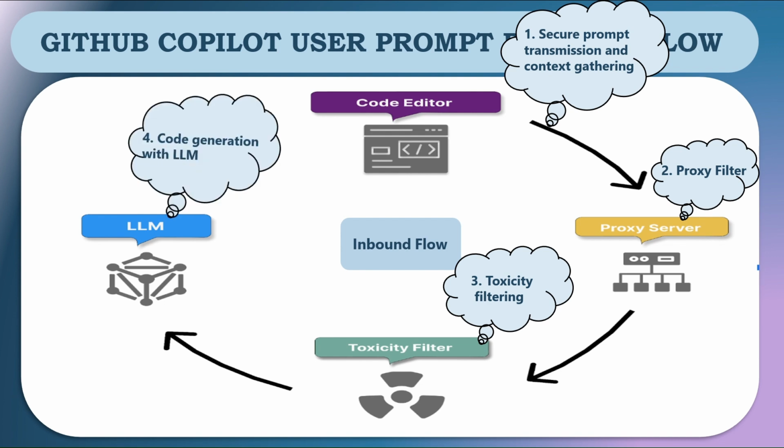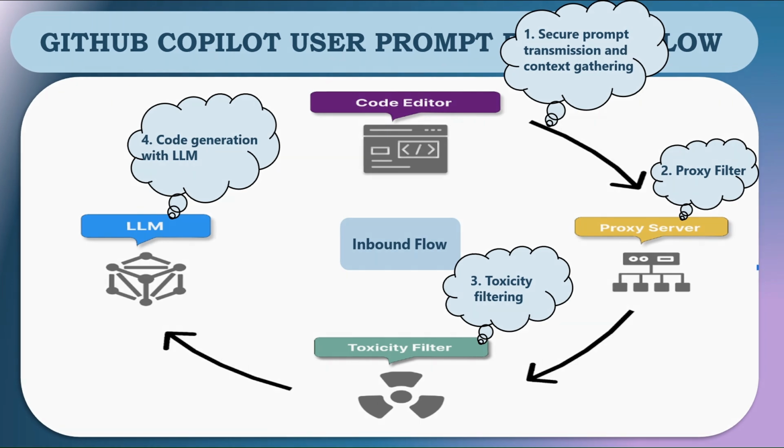And the fourth step is code generation with LLMs. The filtered and analyzed prompt is passed to LLM models, which generate appropriate code suggestions. These suggestions are based on Copilot's understanding of the prompt and surrounding context, ensuring that generated code is relevant, functional, and aligned with project-specific requirements.